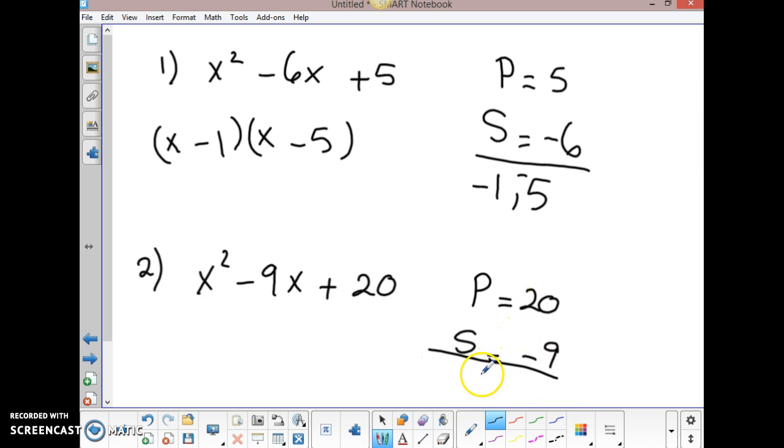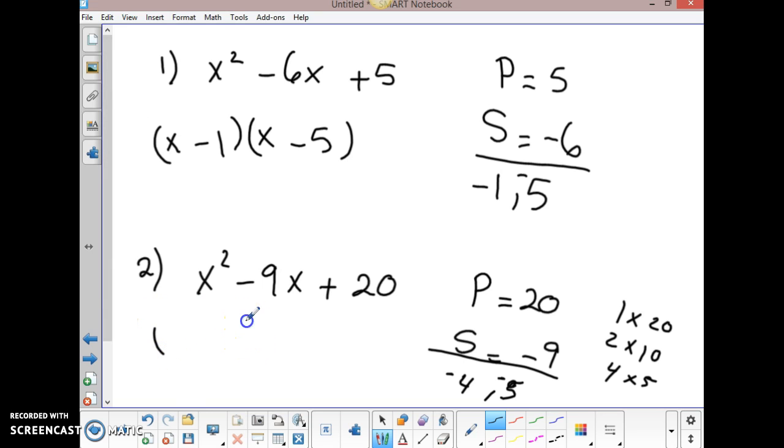What 2 numbers multiply to 20? Well, there's plenty of combinations. There's 1 times 20. There is 2 times 10. There is 4 times 5. But which ones of those combinations? Let's write them. So 1 times 20 is an option. 2 times 10 is an option. We have 4 times 5 is an option. But the only one that would give me a sum or a difference of 9 is the last one. So the 2 numbers that we need are 4 and 5. But notice that the sum is negative, so those 2 numbers have to be negative.